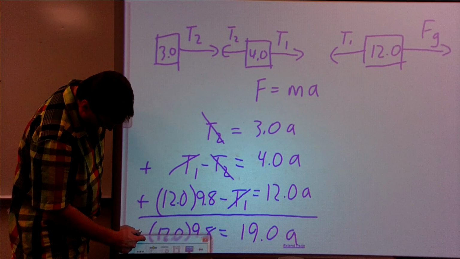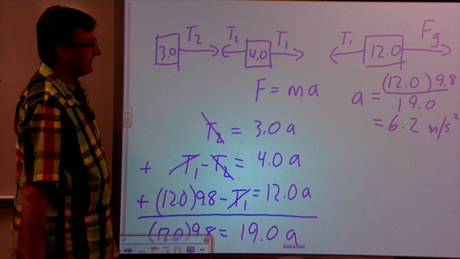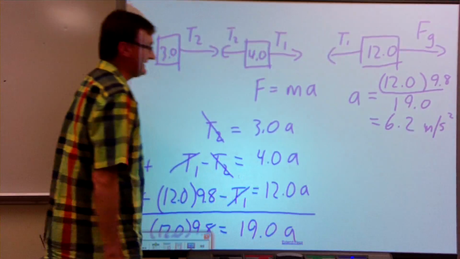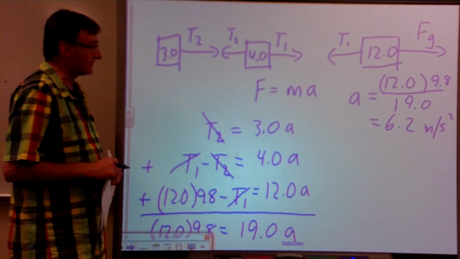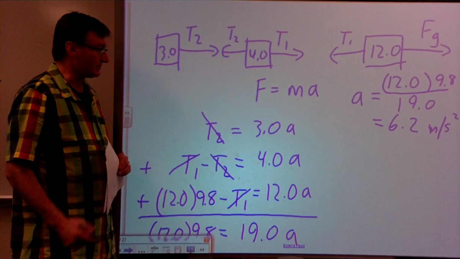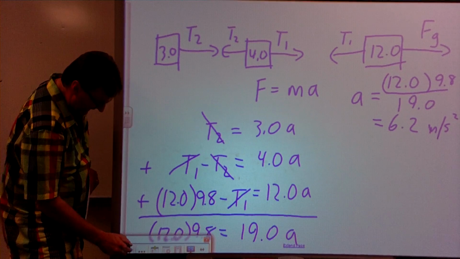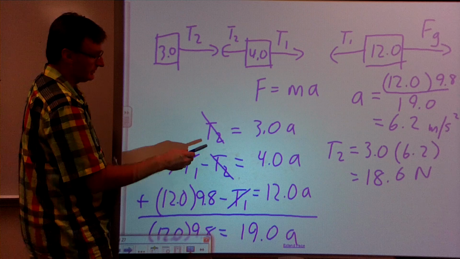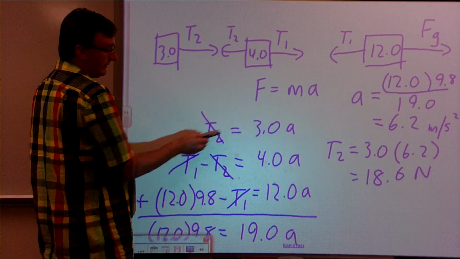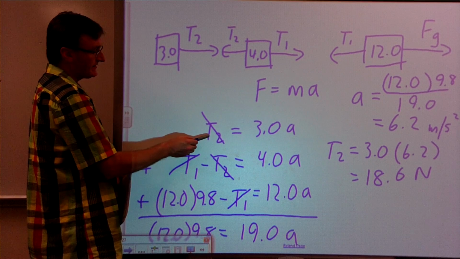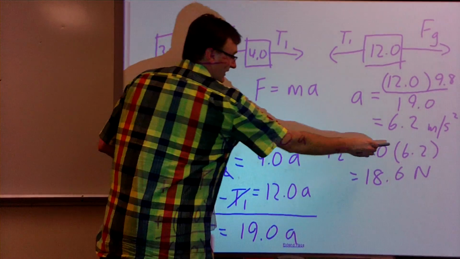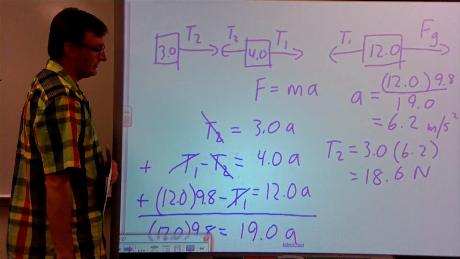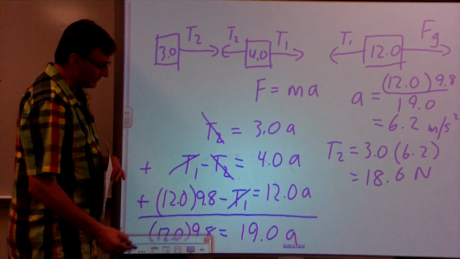is 12 times 9.8 divided by 19, and the acceleration of the system turns out to be 6.2 meters per second squared. So once we have that, it's a simple matter to find T1 and T2. We can use this equation right here to find T2, because T2 is simply 3 times the acceleration of the system, which we just found. So that's 18.6 newtons.